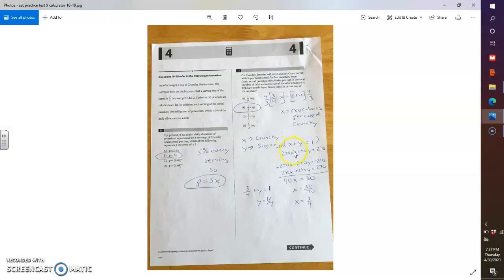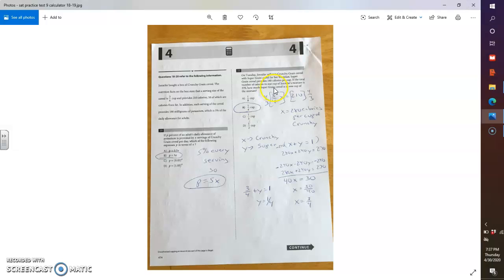I multiply everything by negative 240 up top. In this case, the 40x gets left over. The negative 240y plus 240y gets eliminated. And when you multiply the 1 by negative 240, negative 240 and 270 is 30. When I divide by 40, my x is 3/4, and that represents crunchy.